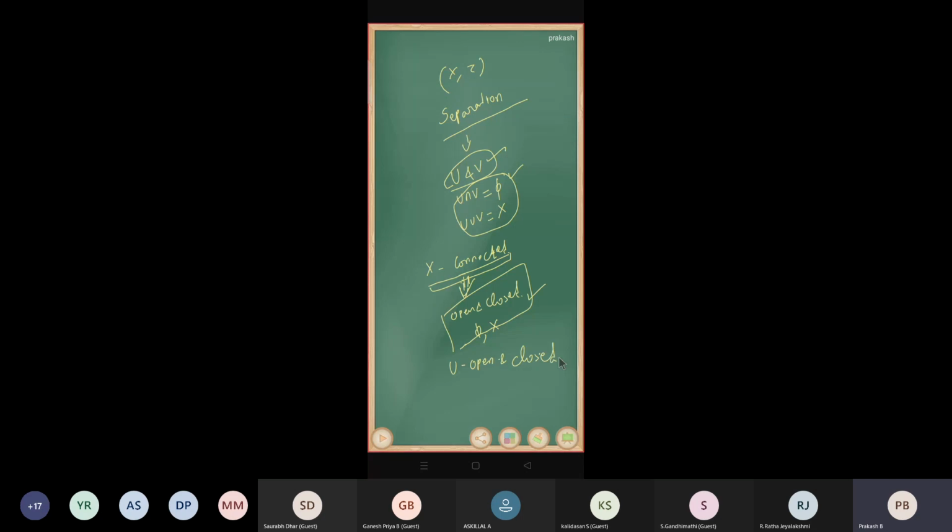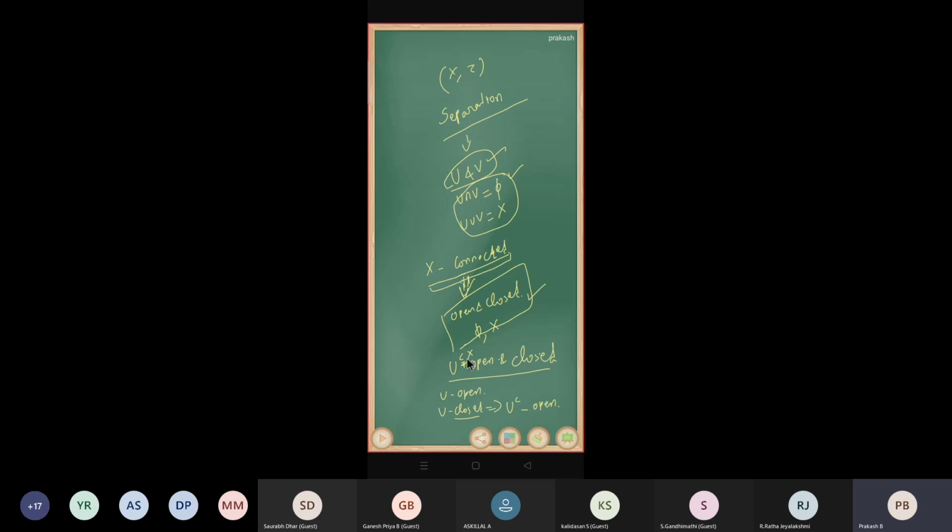So we have U which is both open and closed, and it is a proper subset of X, right? So U is open, and U is also closed. Now I'm going to take the complement of U. U is closed, therefore U complement is open, right? Since U is a proper subset, U complement is non-empty, right?